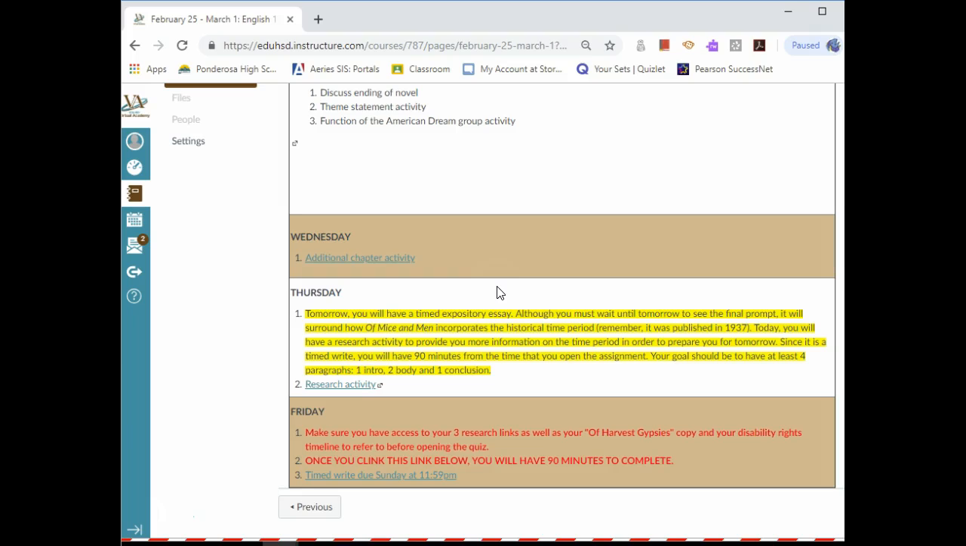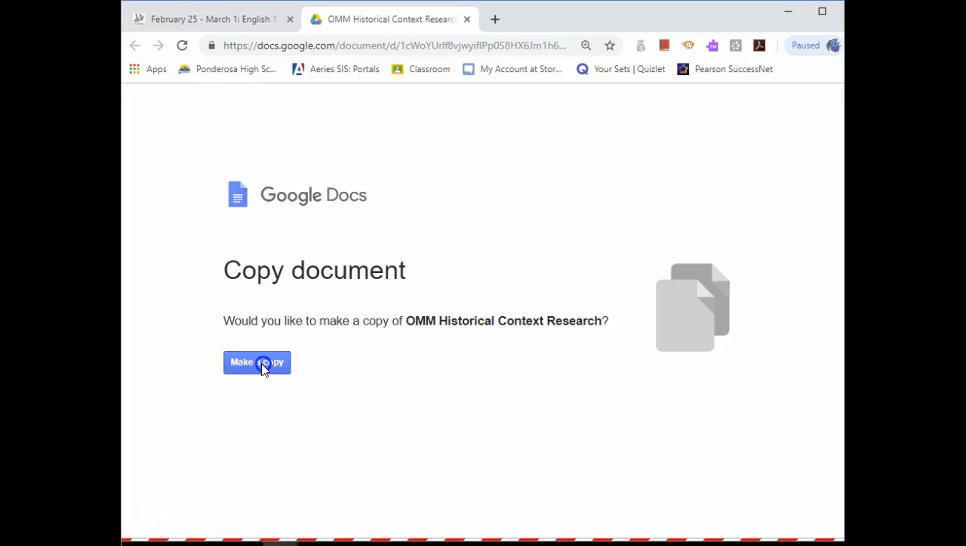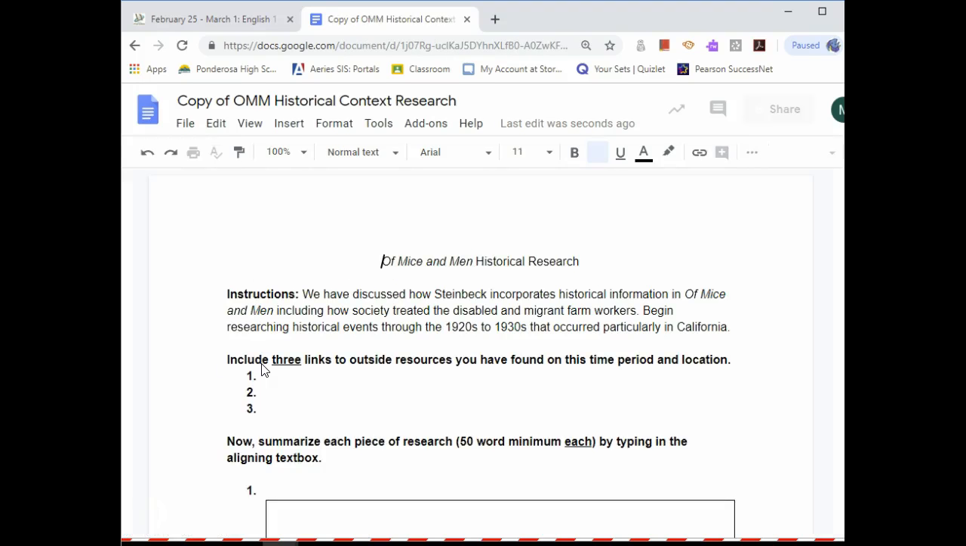All right. So let's introduce the research activity. Basically, you're going to conduct research today, so that you have a lot of options for tomorrow. If you are like, I'm rolling with the disability rights, research disability rights. If you really want to tie into migrant farm workers' lifestyles, research migrant farm workers. If you really want to look at, think of Curly's wife, the role of women on ranches, the role of women in the time period, all right? The role of African Americans, that's fine.